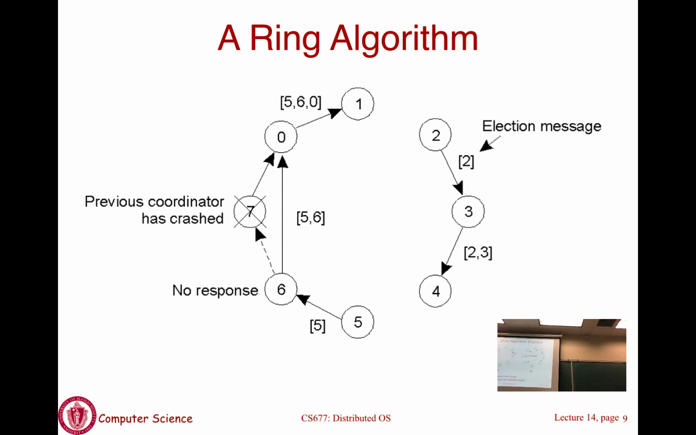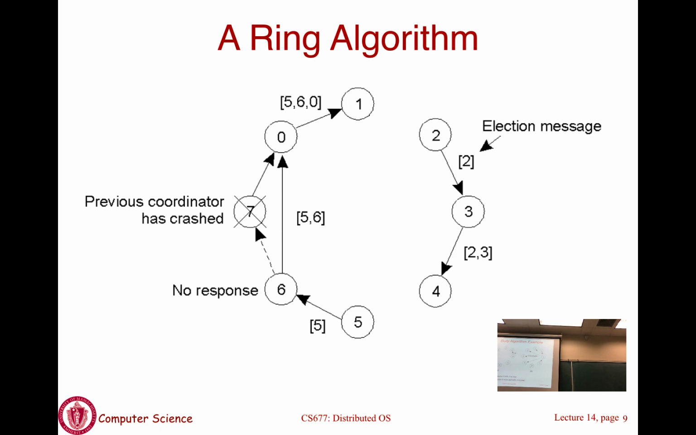Essentially, if you receive this message, you are going to append your ID and send it to your next neighbor. So in this case, 5 appended its ID, sent it to 6. 6 tries to contact 7, sees that it doesn't respond, it appends its own ID, and eventually it goes to 0, which is the next neighbor, and then 0 appends its ID, goes to 1. So your message is going to circulate through the ring, and then come back to the process that started that election, which is 5.